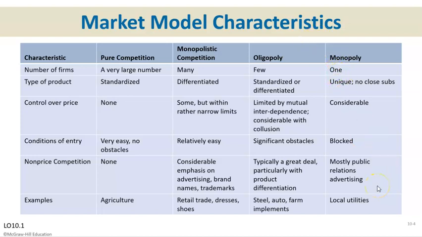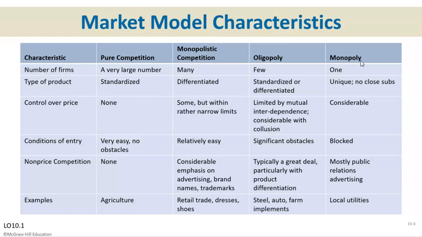And there's not very much non-price competition. They don't have competition, so they don't really need to advertise or have brand names or have trademarks. If they do advertise, it would just be for public relations reasons. And then some examples are local utilities. So in this chapter, we're going to dig deeper into pure competition here. And in the next few chapters, we're going to look at monopolistic competition, oligopoly, and monopoly in a lot more detail. So right now, we're just doing a little overview about each one, and we'll dig into each of these separately.